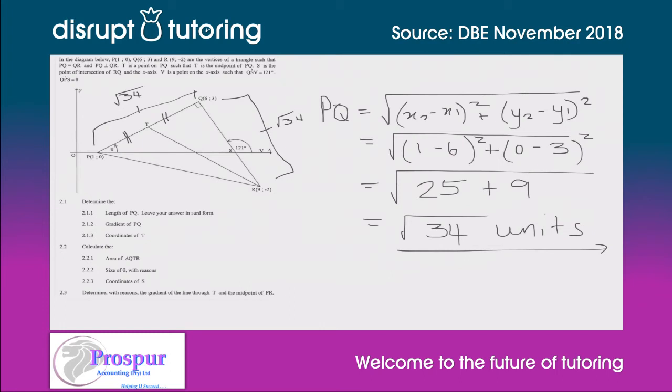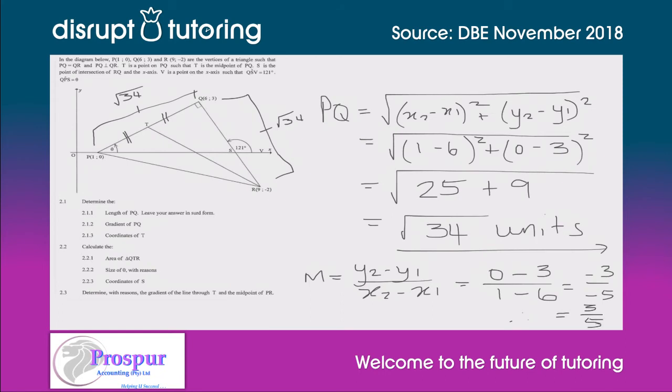All right, now we need to work out the gradient of PQ, right? So what is our gradient formula? Well, the gradient formula is going to be y2 minus y1 over x2 minus x1. Right, so let's plug in our points. Let's use P as our first one. So that would be 0 over 1, and then we've got Q, and that therefore would be minus 3 over minus 6. Right, so what would that equal? It's going to give us minus 3 over minus 5, so therefore the answer there should be 3 over 5.